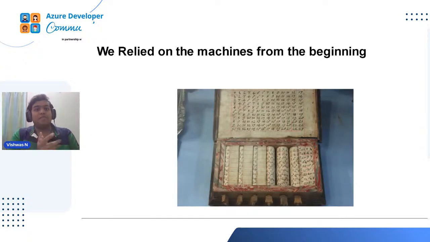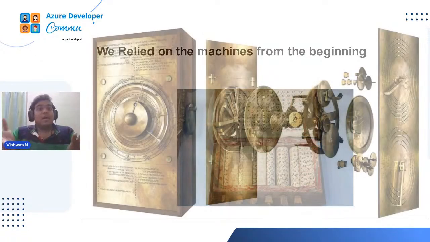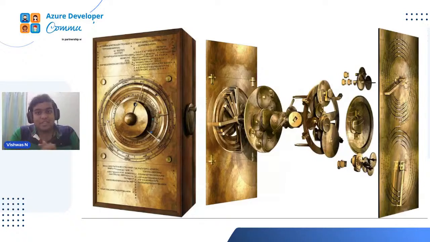Over the course of time, we relied on a machine from the beginning. This is an example of the Antikythera mechanism. It is an analog system which simulates the movement of the planets, the sun, and the entities of the solar system. It is a set of 32 gears, just working, and it's a purely analog system.